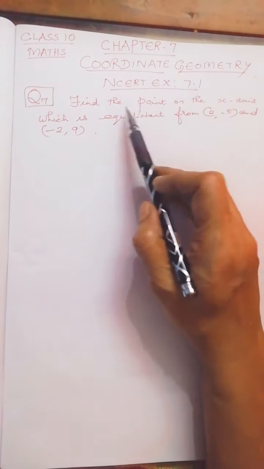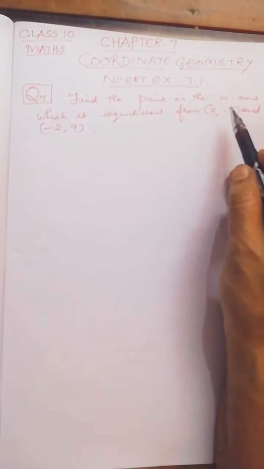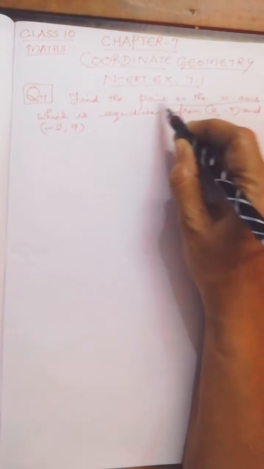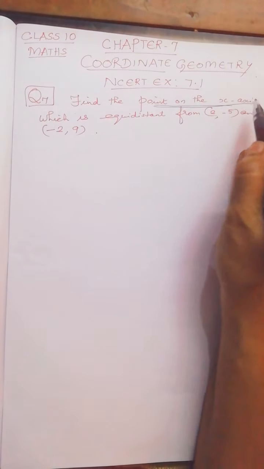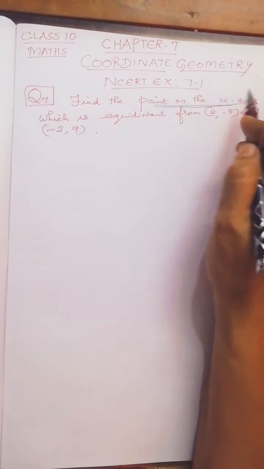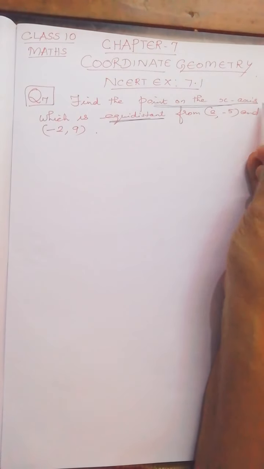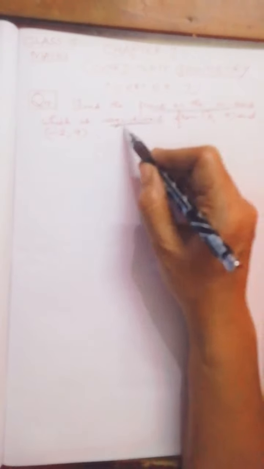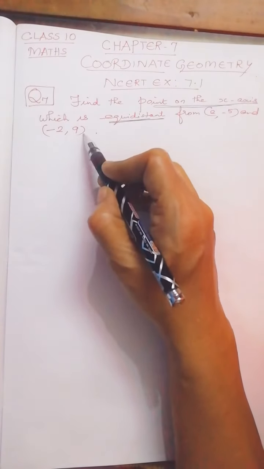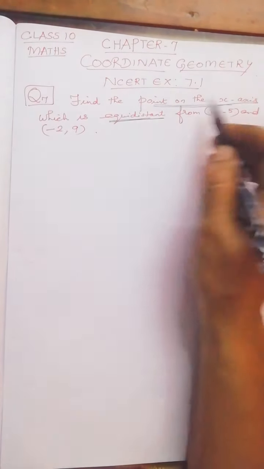Now let me read the question. Find the point on the x-axis. So here we are asked to find only a point. By making use of the distance formula, we are going to find the coordinates of a point which is equidistant. These two are the keywords to solve this question. Find the point on the x-axis is the first keyword. And equidistant means the distance from the point, that is from (2, -5) and (-2, 9). So the point is on the x-axis.